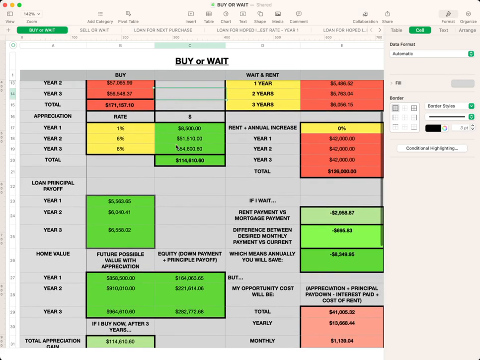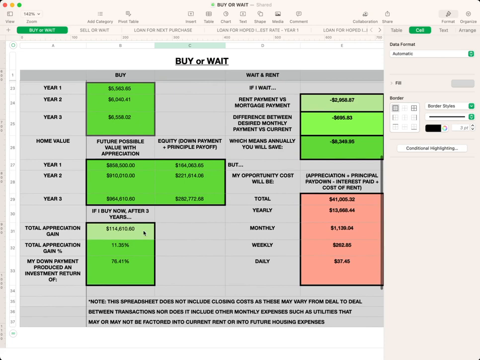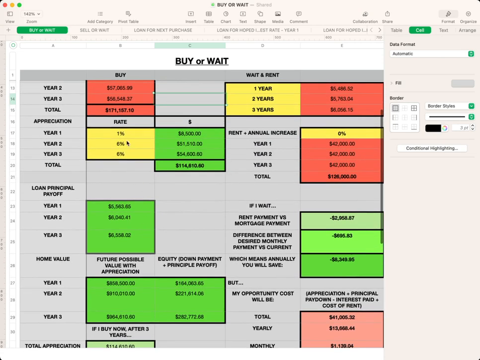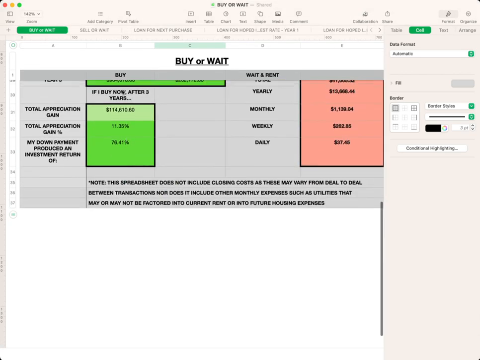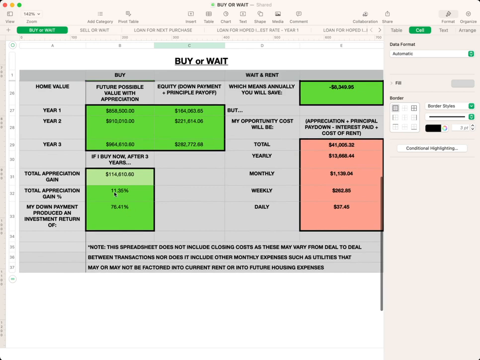Once again, this is looking at this year's appreciation, then adding it to the next year, and then adding it to this one. You're going to have about $114,000 worth of appreciation, which means that your home over the course of those few years has added up to a total of, if you take the $850,000, you get up to 964. That's 11.35%. It's a nice blended rate. And then your down payment produced an investment return of around 76%, which is absolutely incredible.